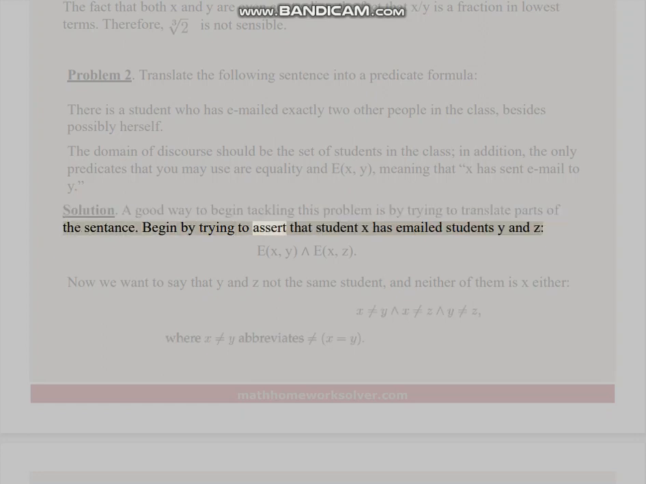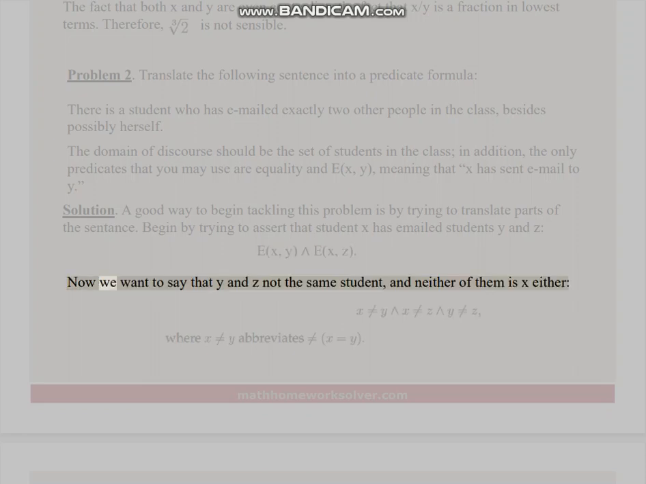Begin by trying to assert that student X has emailed students Y and Z: E(X, Y) and E(X, Z). Now we want to say that Y and Z are not the same student, and neither of them is X either.